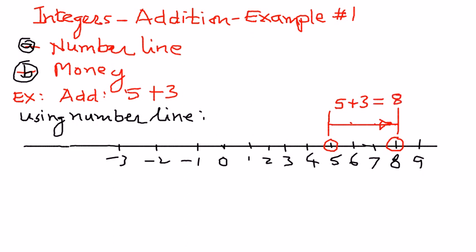So we were at 5, we have added 3 units to the 5, therefore we have arrived at 8, and therefore our answer is 8. So 5 plus 3 is equal to positive 8.